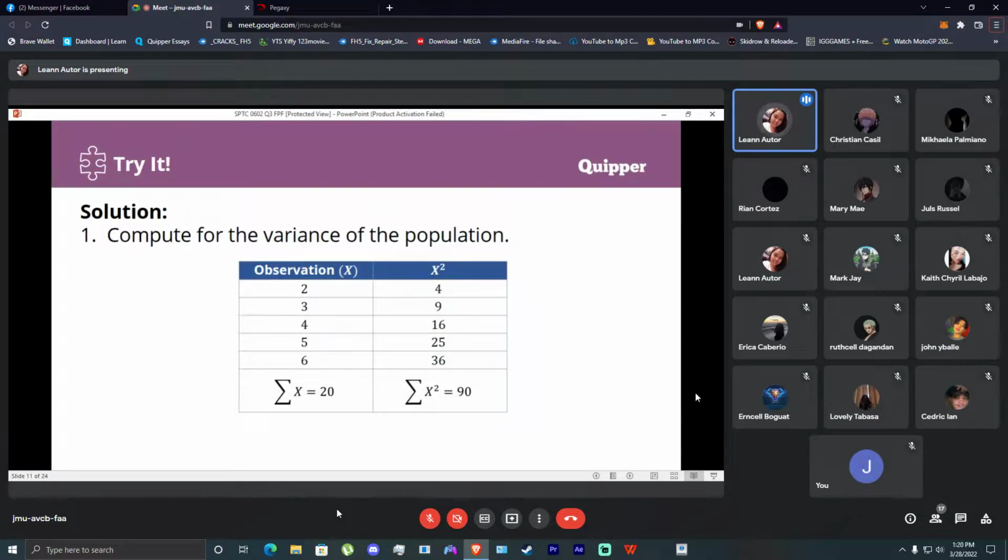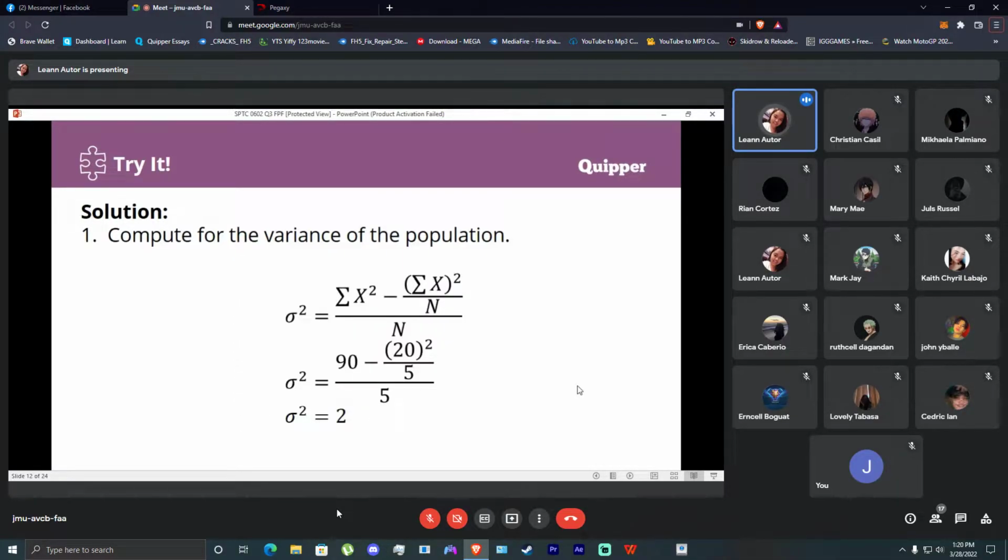Okay, so right after constructing this table, we can now solve for the population variance, applying the formula given. So the population variance is equal to the summation of x squared, that is 90, minus the summation of x, 20 squared, over 5, divided by 5. So the population variance is equal to 2.